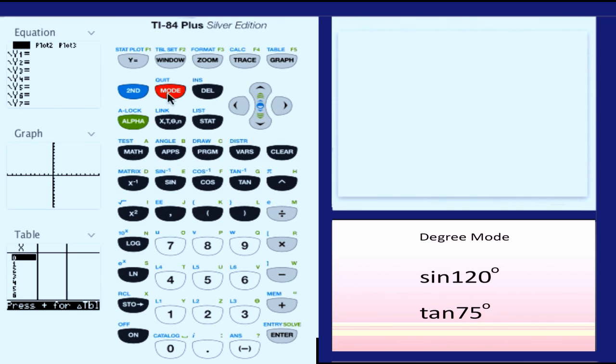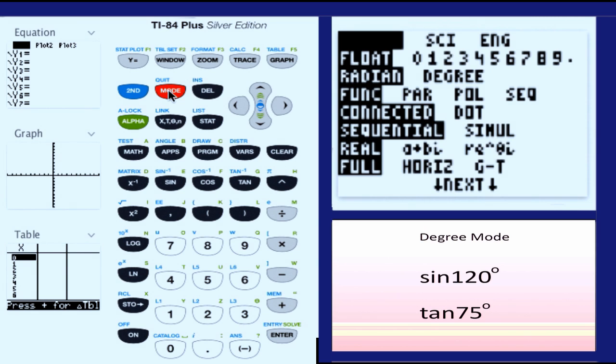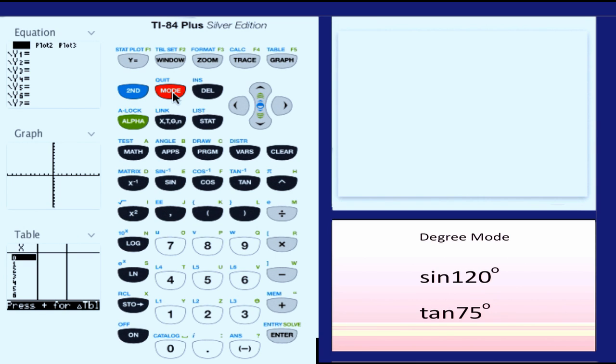So I'm going to type the mode button, which is just to the right of the second button. And then notice that third line down has the two degree modes. One's in radian and one is degree. So we're going to change that by scrolling down and then scroll to the right to highlight degree. And then to change it to degree, I'm going to press enter. And now degree is highlighted. So I'm going to come out of this mode by quitting this operation. I'm going to go second mode, which is the quit button.